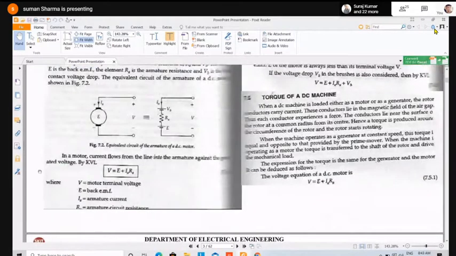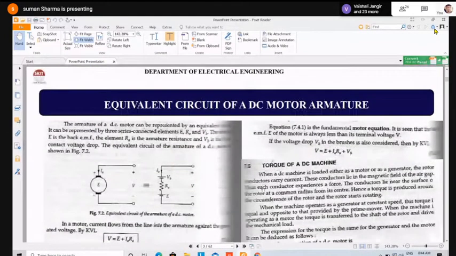Now the KVL is giving us this equation. Here brush drop is not considered, so there are only two terms, E plus IARA. V is the motor terminal voltage, supply voltage. IA is the armature current, RA is the armature circuit resistance. So when you consider the brush drop, there will be three terms, and when you ignore this, there will be two terms.